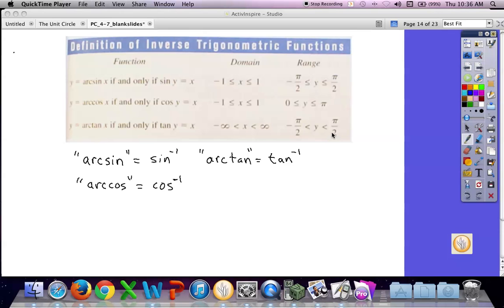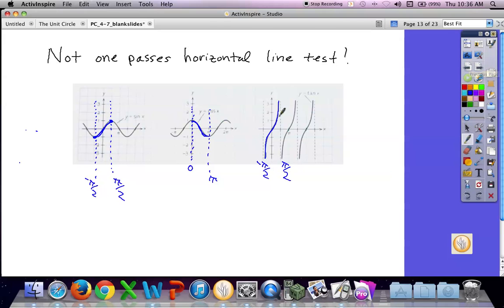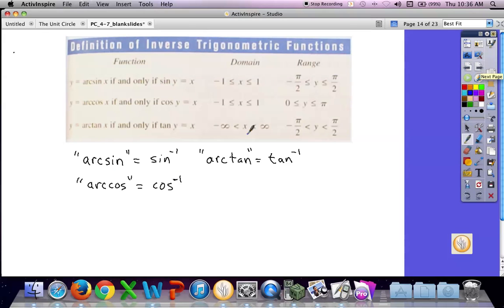Right? Now, tangent, remember, if you go back and look at that graph, the range of a tangent is all real numbers, right? It could equal anything because it goes on infinitely up and infinitely down. So that's why the domain of a tan inverse is all real numbers.